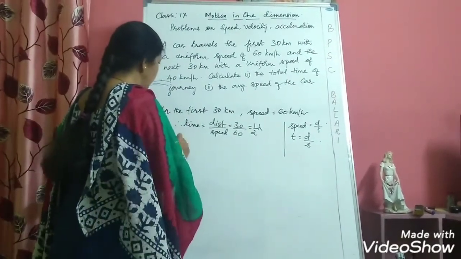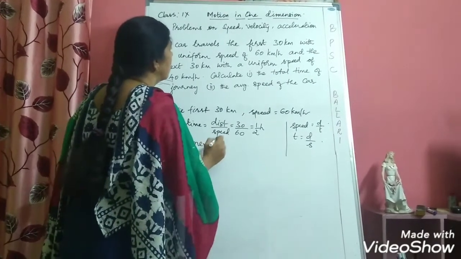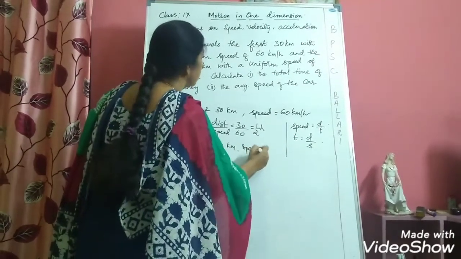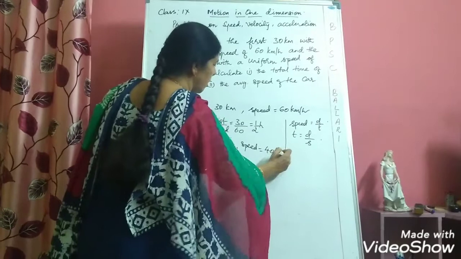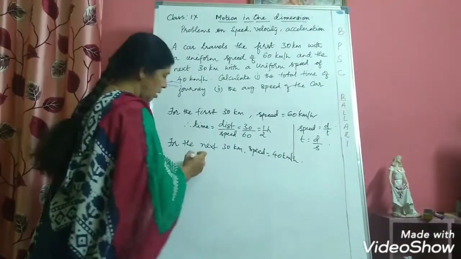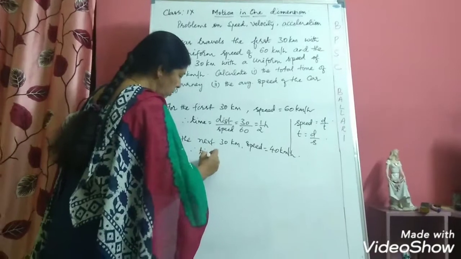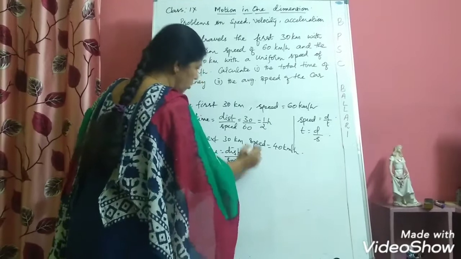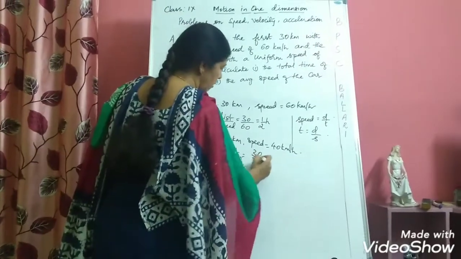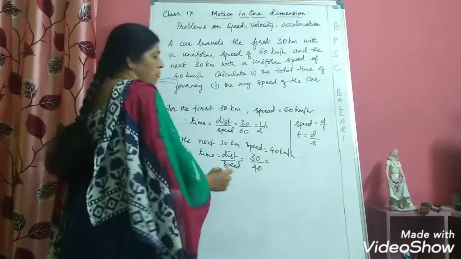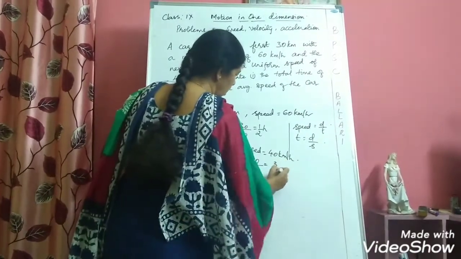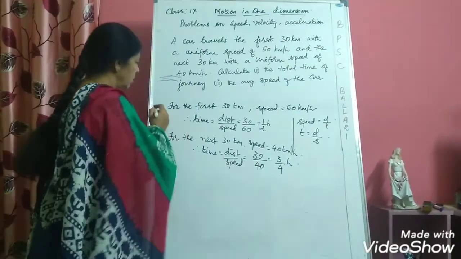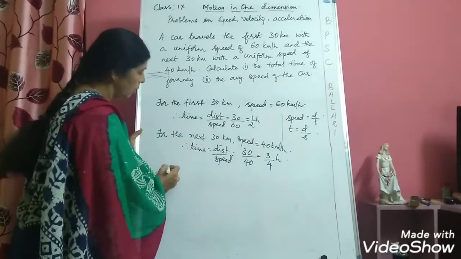Next, for the next 30 kilometer, what is the speed? Speed is equal to 40 kilometer per hour. Okay. Now here again, therefore, time will be equal to the same, distance by speed. So what is the distance? 30 by 40. 30 by 40 will be equal to 3 by 4 hours.